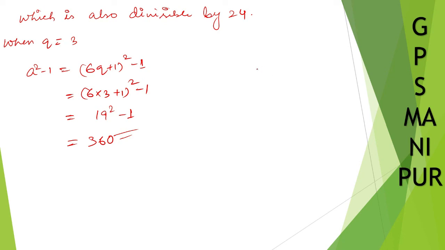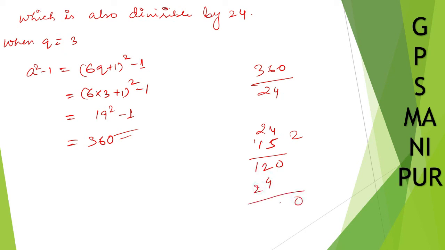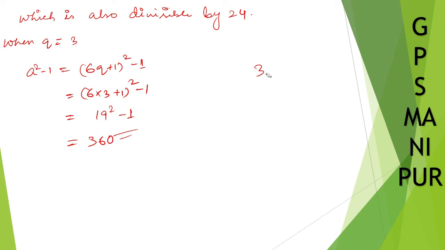So check whether 360 is divisible by 24 or not. Let us check. 360 by 24. 24 × 15, you check it out, is 360. Therefore, this is also divisible by 24. Now, similarly, you can keep doing, okay, Q is equal to 4, Q is equal to 5, go on and on.